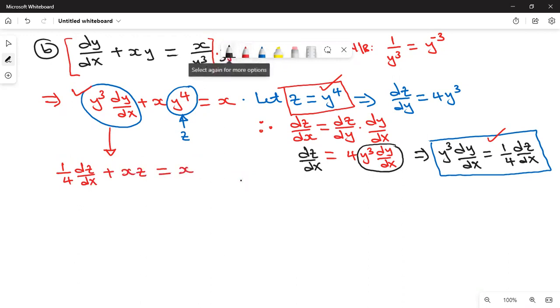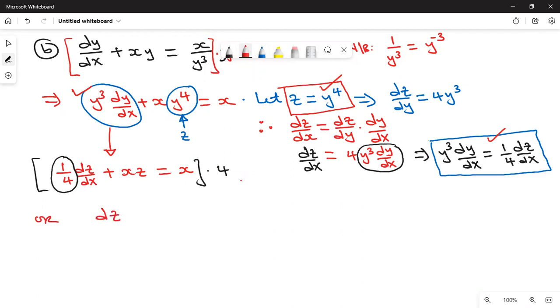But you must ensure that the coefficient of the first derivative is 1. So we have to multiply this equation by 4. Multiply by 4 on both sides to get dz dx plus 4xz is equal to 4x. Now, this equation, let's comment on this.